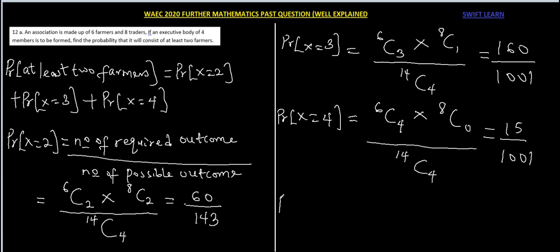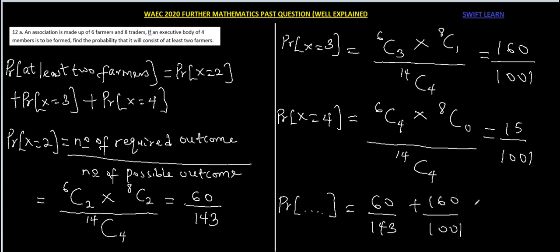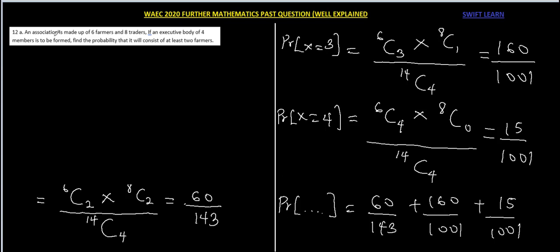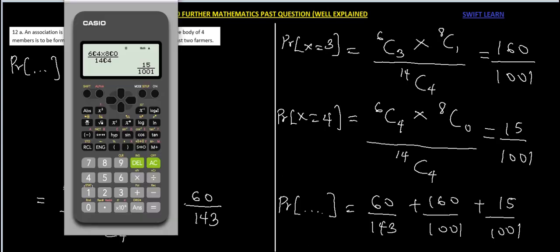Now, to get the probability of at least 2 farmers will be 60 divided by 143 plus 160 divided by 1001 plus 15 divided by 1001. So what is going to be our final answer? Okay, let's rub this off so we can get our final answer. Alright, so the probability we are looking for, that's the probability of at least 2 farmers, let's put it in our calculator here.